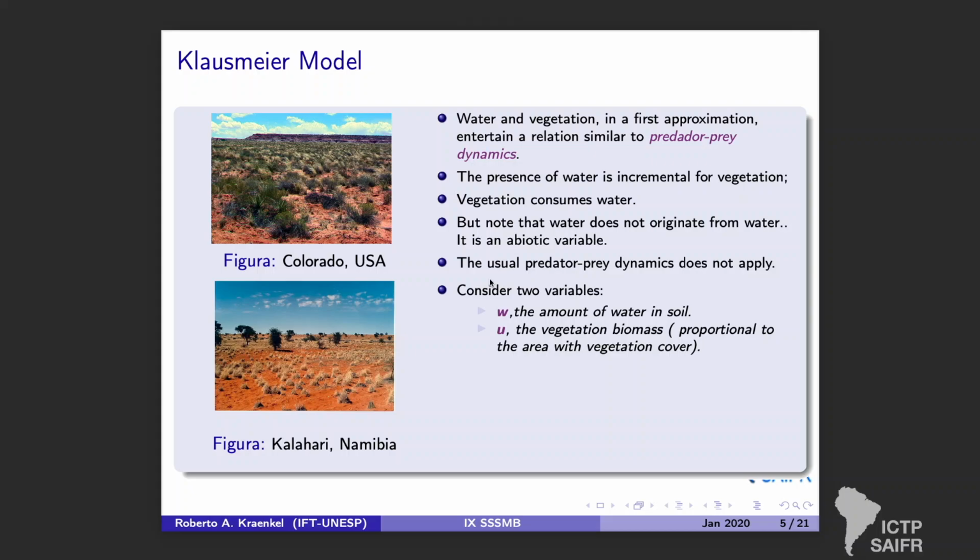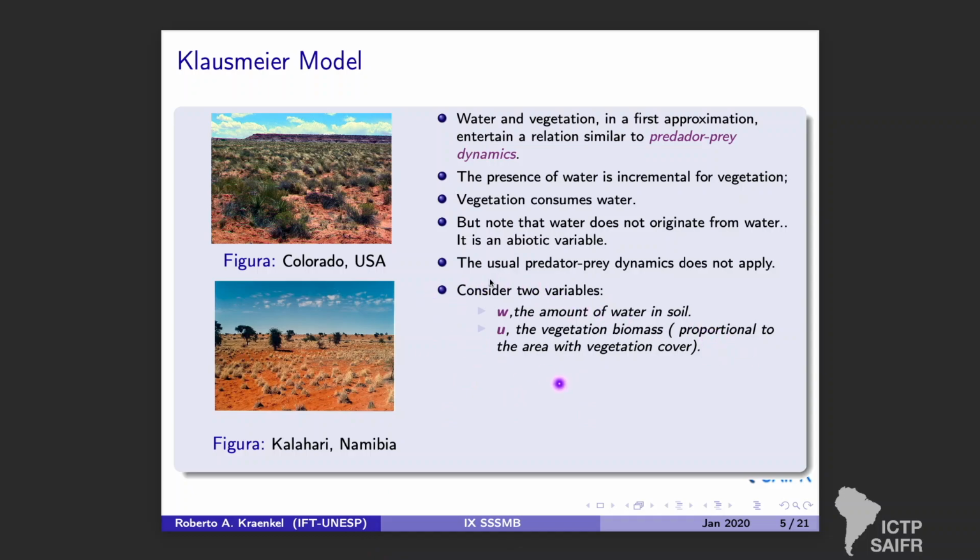This looks like a predator-prey thing, because the plants are kind of preying on the water. But this is just a little bit figurative. Obviously, vegetation consumes water, but water does not originate from water in this case. If you want the total hydrological cycle, then water comes from water, but we are not taking into account that scale of circulations. We just have a system where there's rainfall, a given value, which will represent, let's say, the monthly average, or accumulated rainfall over a certain period of time.